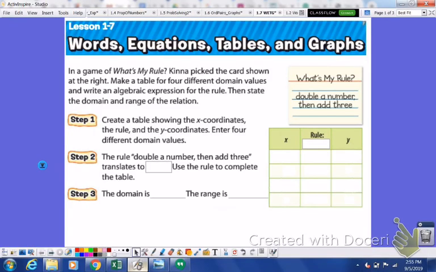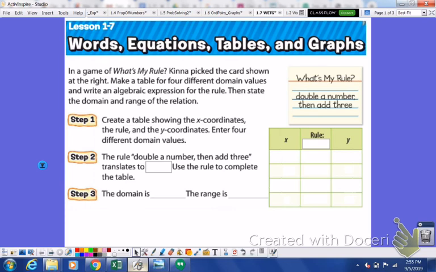Alright guys, the very last lesson of this chapter, we're going to be talking about words, equations, tables, and graphs. So we're probably going to work in some equations instead of just expressions. So in a game of What's My Rule, Kenna picked the card shown at the right. Make a table for 4 different domain values and write an algebraic expression for the rule. Then state the domain and range of the relation.